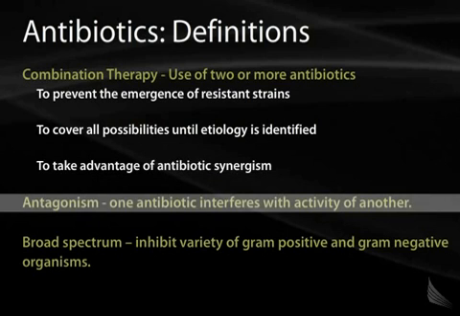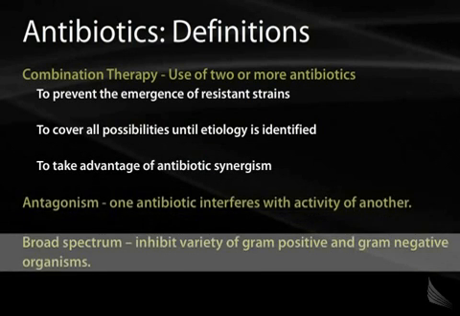Antagonism is where one antibiotic interferes with the activity of another. Broad spectrum means antibiotics that inhibit the variety of gram-positive and gram-negative organisms. The broader the spectrum, the more bugs that it's able to kill. A narrow-spectrum antibiotic inhibits a narrow range of organisms, only a few.